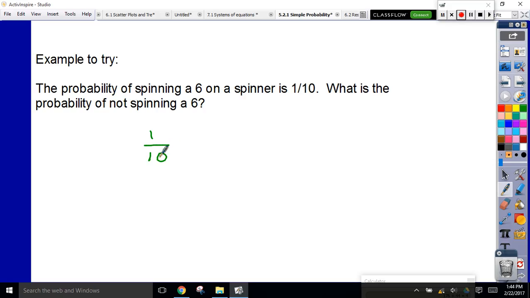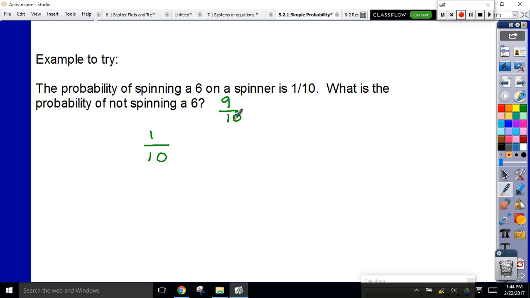That means on the spinner, you know how you spin a spinner on a game like Life? You spin that thing and it goes around and it hits the numbers. There are 10 numbers on the spinner. One of them is a 6, so how many are not 6? 9. Yeah, if one is 6, the other 9 are not 6. So the probability of not spinning a 6 would be 9 out of 10.